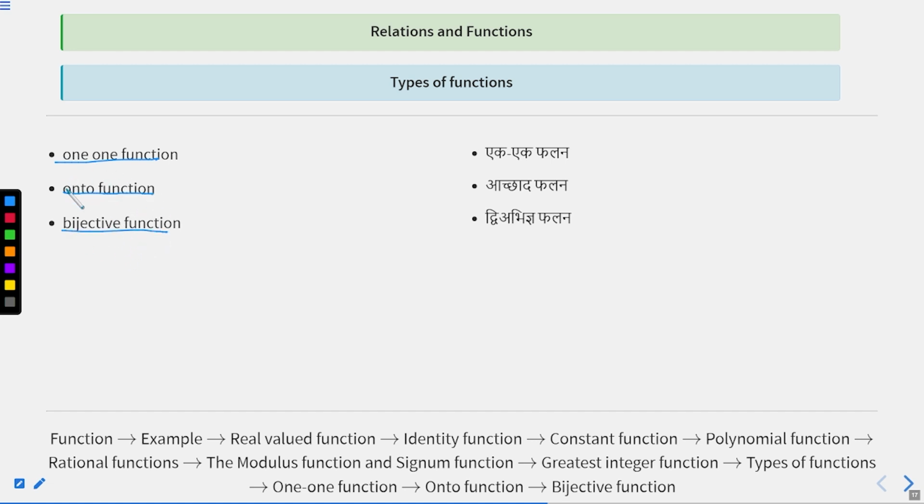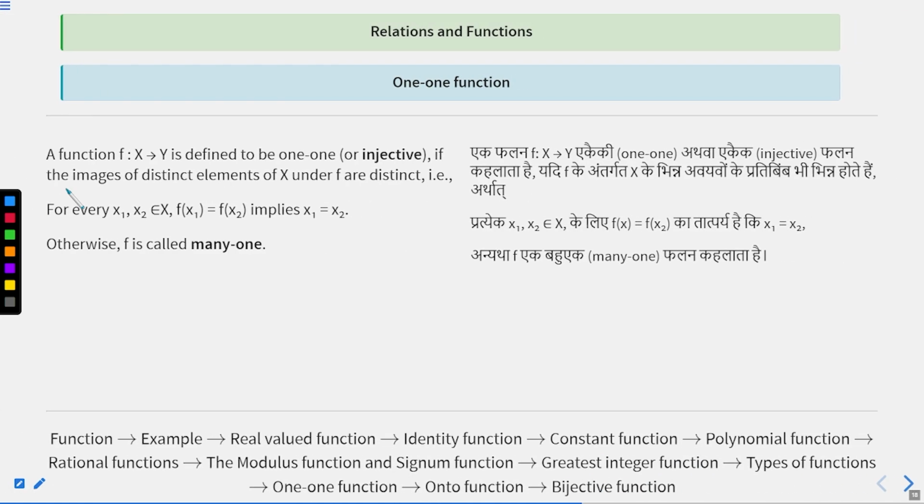So let's talk about one-one function. As the name suggests, one-one, can anybody guess what it means? So a one-one function, a function f from X to Y. So this is my domain, and what is this called? It is called the codomain. So this is my domain and this is my codomain.